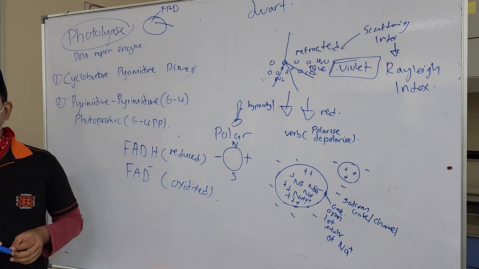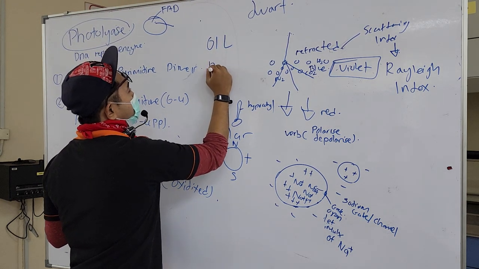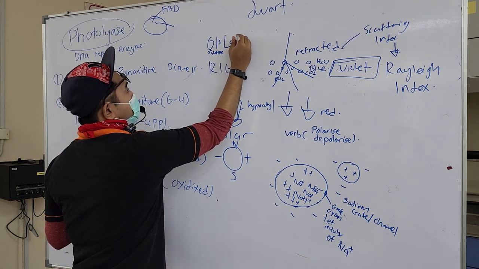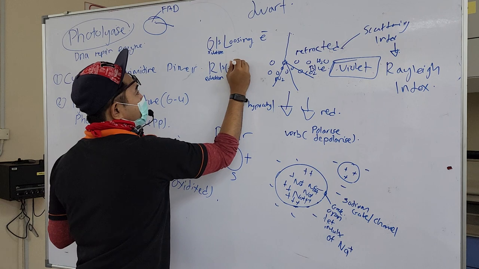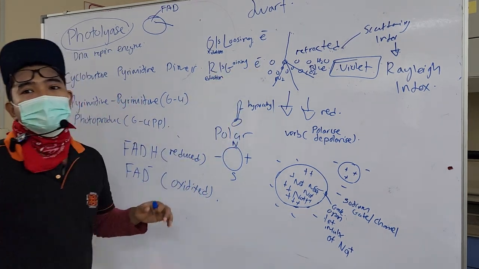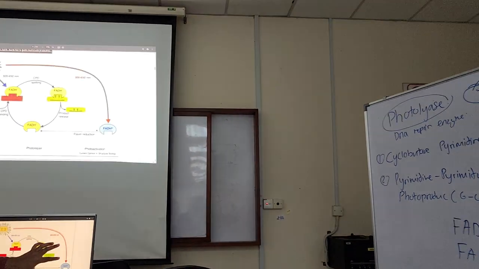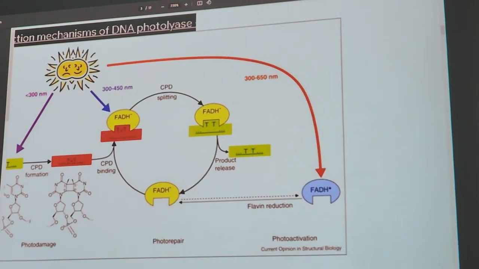How can you remember this? I think I got a formula for that. Oh yeah. Oxidation is losing electrons. Reduction is gaining electrons. A little help for your chemistry, right? So this FADH, at the end of this, will become the FAD reduced. Remember, reduced form, oxidized form, right?